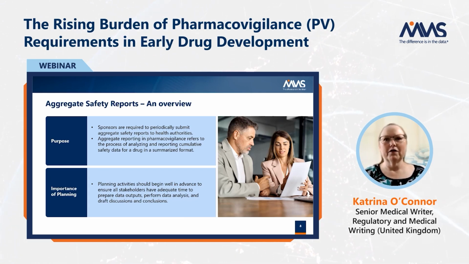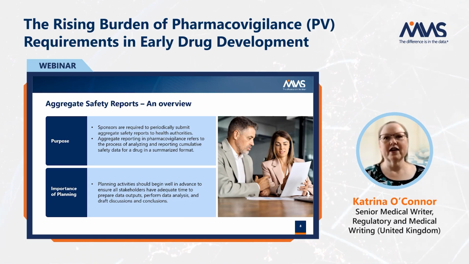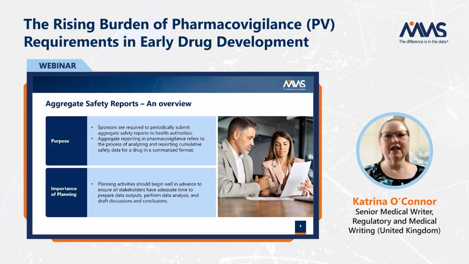Aggregate reporting in pharmacovigilance refers to the process of analysing and reporting cumulative safety data for a drug or investigational medicinal product in a standardised format. They include the cumulative summary of safety information for products under development and usually include information from non-clinical studies and safety data on subjects participating in ongoing and completed clinical trials.